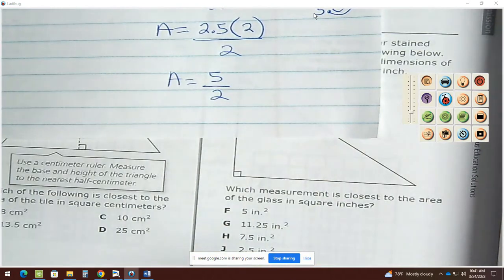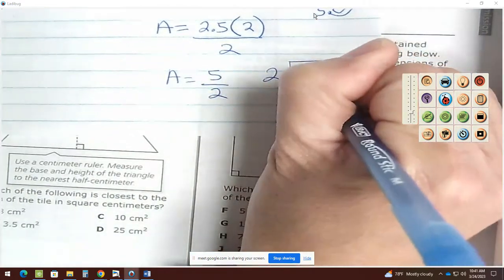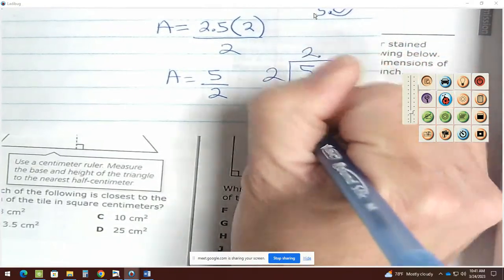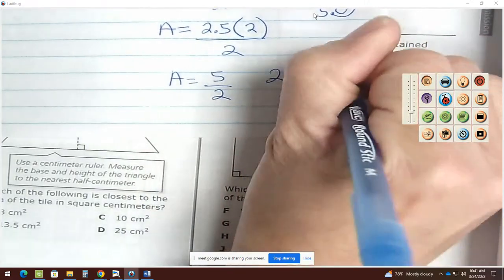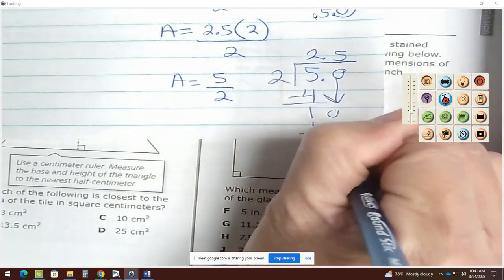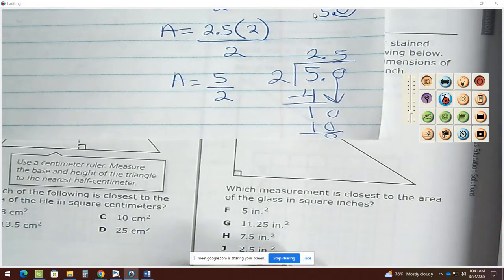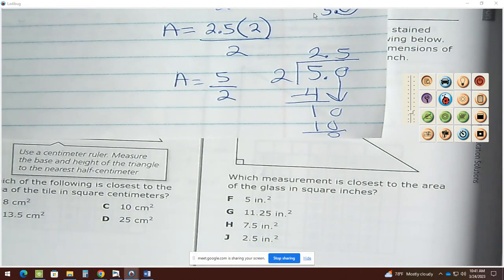Now you just bottom out. 5 divided by 2. Put your decimal at the end. 2 times 2 is 4. When there's a remainder, you add a 0. So what's the area of the triangle? 2.5 square inches. So the answer would be J. The way I did number 10, that's what you're going to do for number 9. Questions?